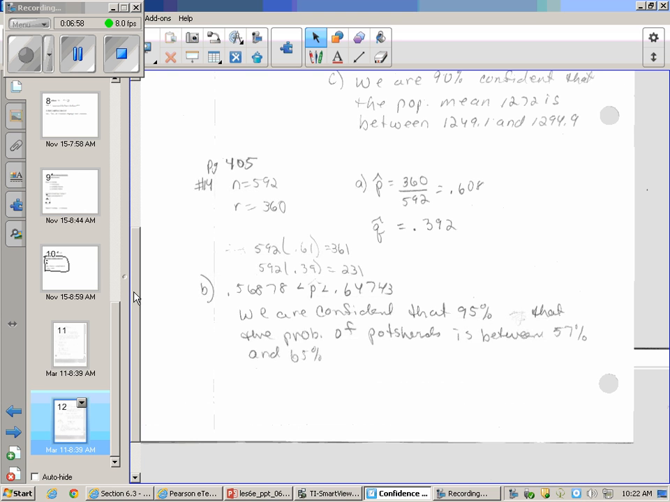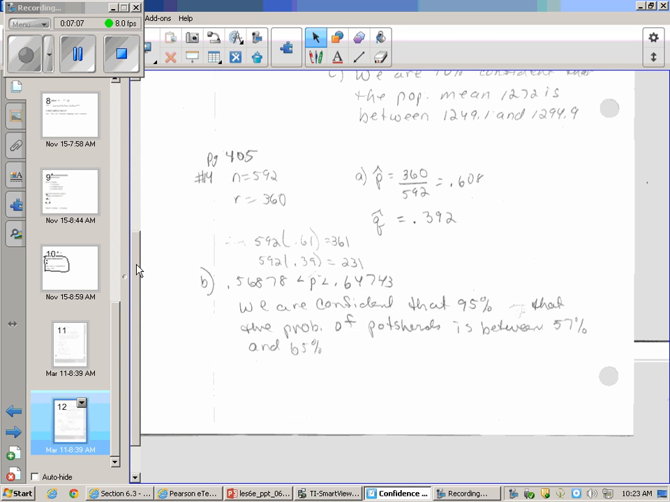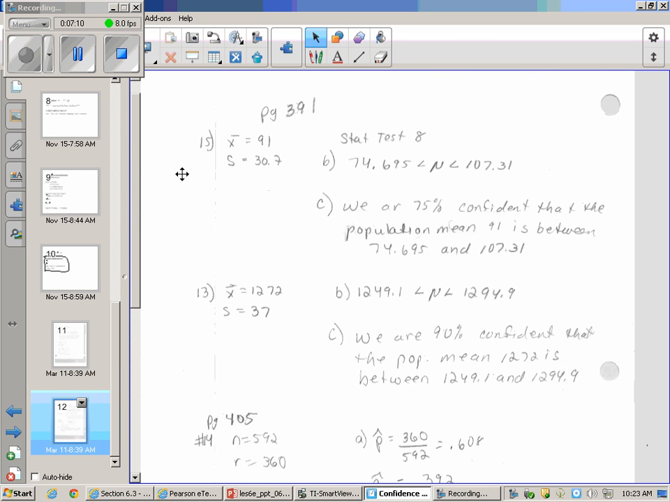What I'm going over right now is the homework that I assigned, but because we don't have class, I just wanted to go over it as well. On page 391, going back up to 15, A is to verify, B is to do STAT TESTS 8, and then C is your interpretation. The same thing for 13. They ask you to verify and then do the confidence interval.